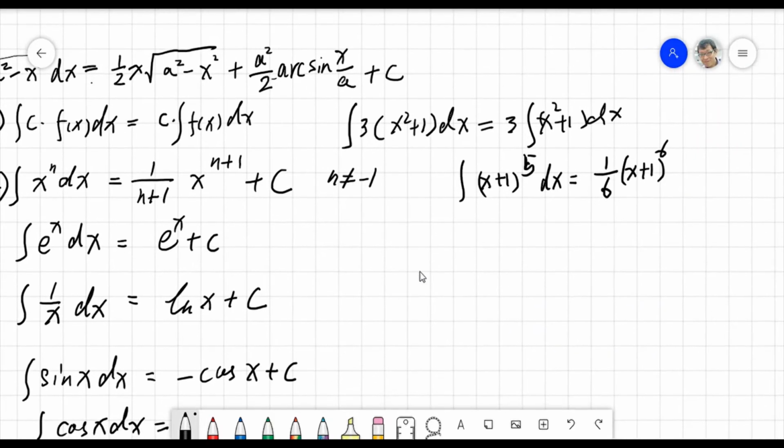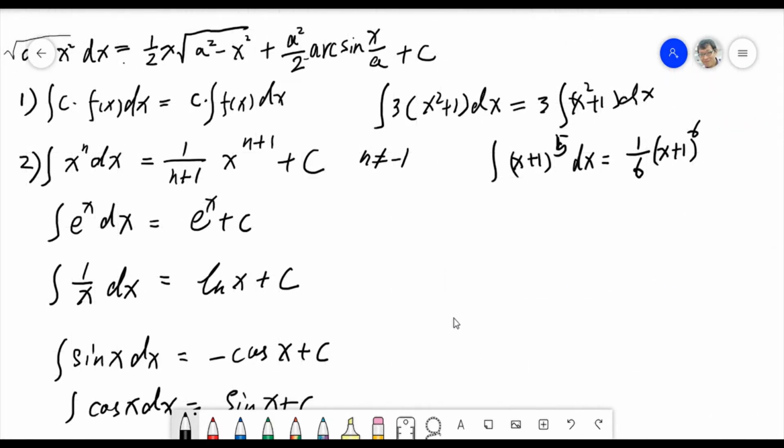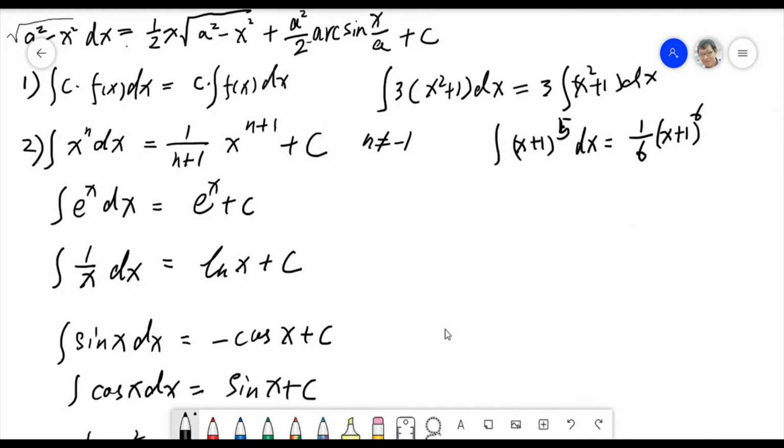Okay, next one is e to the x power. Remember, for the derivative, if it is e to the x power, the exponential function, the derivative is itself, right? So that's why the opposite way is also the same, but here plus c. I don't necessarily need to give an example, but you can make x as x plus 1, x squared plus 1, whatever.